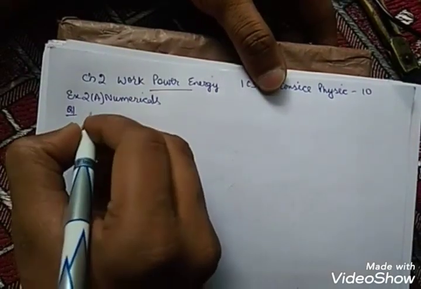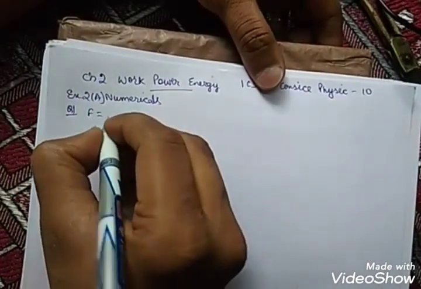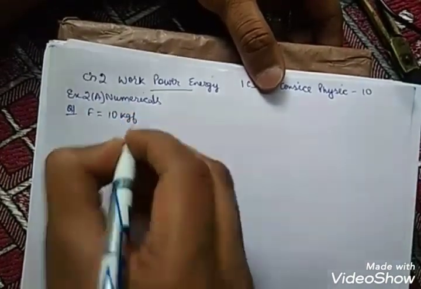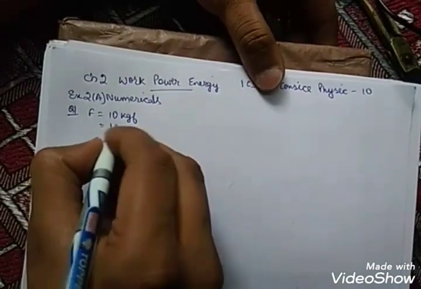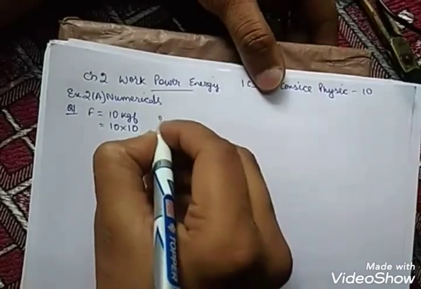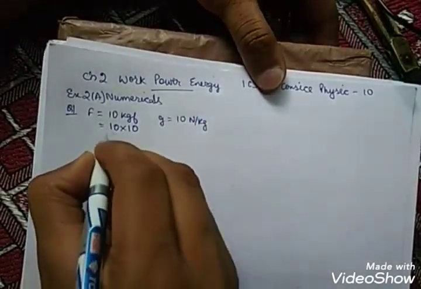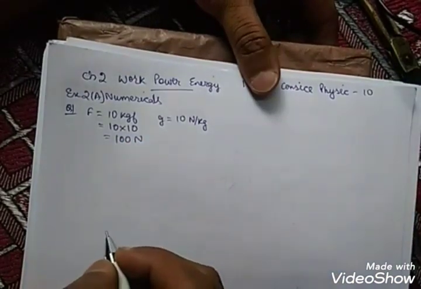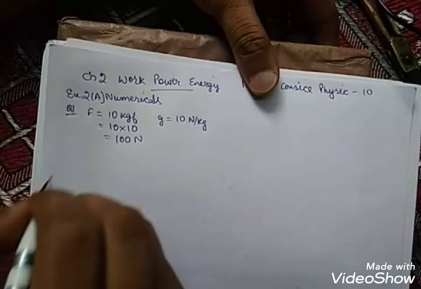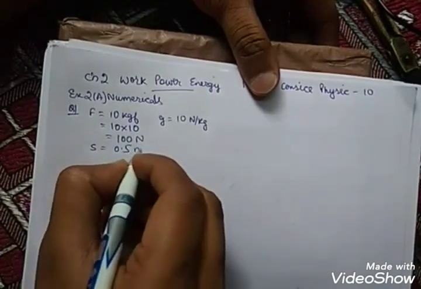So number 1, force data given. What are the data given in question number 1? Force is given. What is force? Force is 10 kgf. Since 10 kgf is given, meaning against gravitational pull, so 10 into 10. Since g is given as 10 Newton per kg, the total force is equal to 100 Newton. And displacement is 0.5 meter.